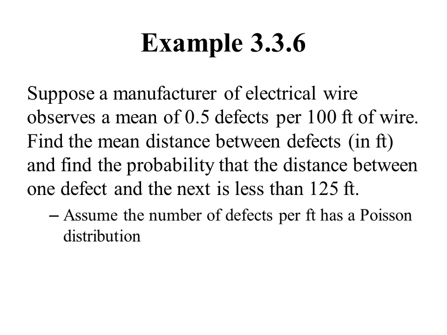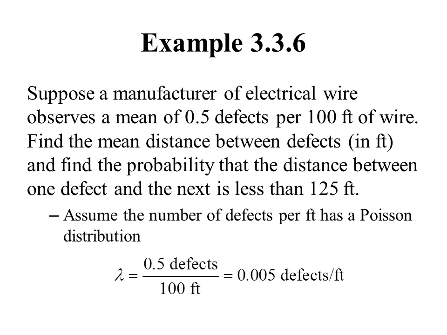Okay. Now, here we're going to assume that the number of defects per foot has a Poisson distribution. Here a defect is an occurrence, and a foot of wire is an interval. So this seems like a reasonable assumption. In a Poisson distribution, lambda is the average number of defects per interval, so we take our given half a defect per 100 feet, and that gives us an average of 0.005 defects per foot.